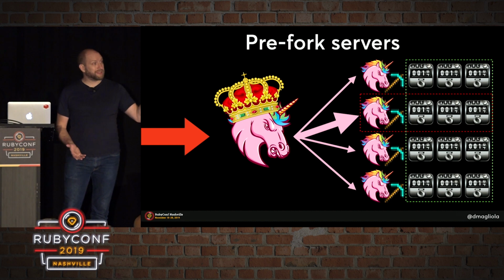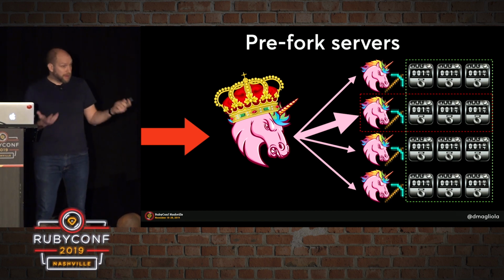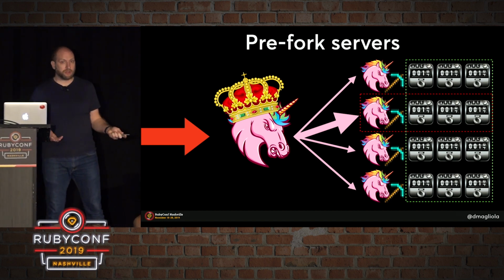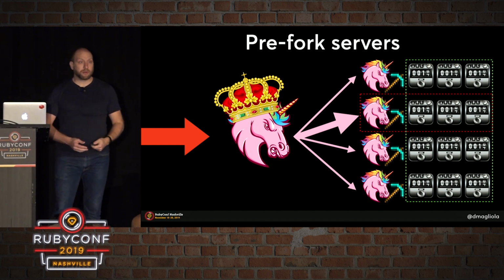However, because the processes don't share memory, there's no easy way for any process to see the numbers in the other processes to be able to add them, which is by design, and it's the main reason we use multiple processes. We want that isolation. But for the Prometheus use case, this is a problem.